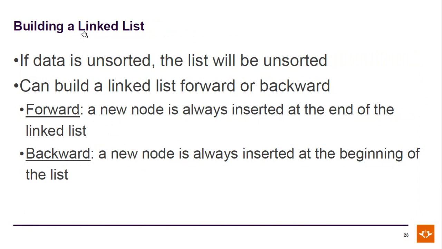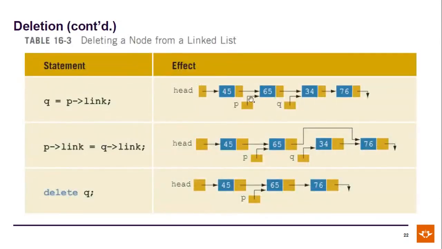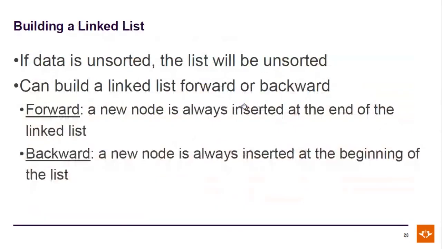So let's go to building a linked list. If data is unsorted, the list will be unsorted. This is an example of an unsorted list. As you can see, we have 45, 65, 34, 76, so definitely unsorted. We can build a linked list forward or backward. When we build a linked list forward, a new node is always inserted at the end of the list. And then backward means that a new node is always inserted at the beginning of a list.